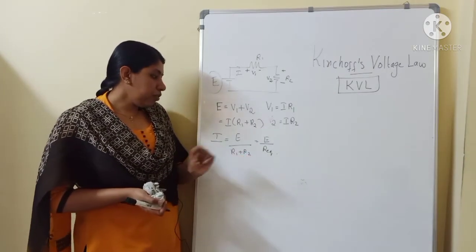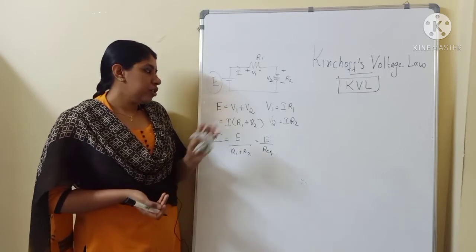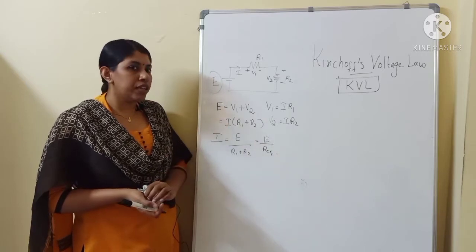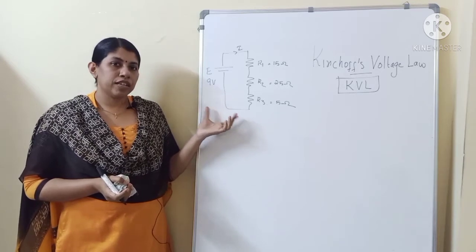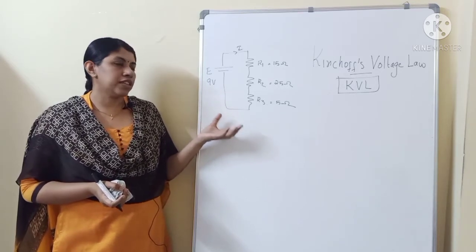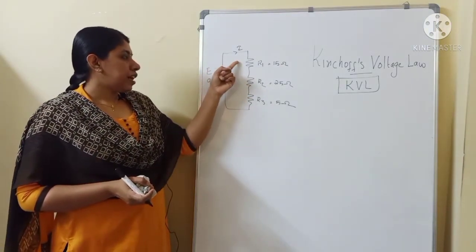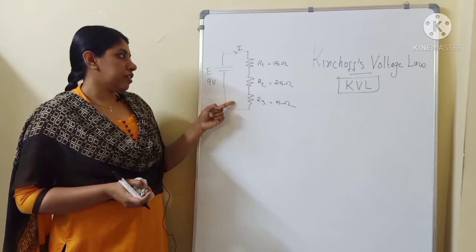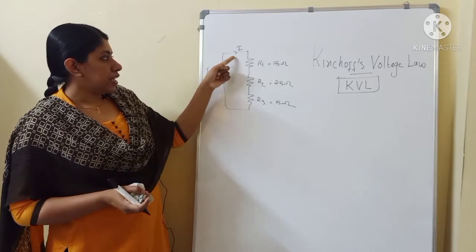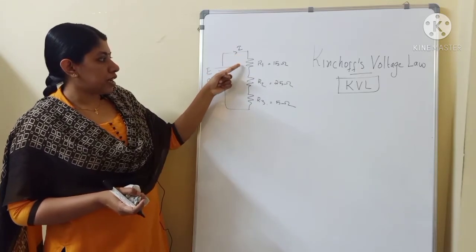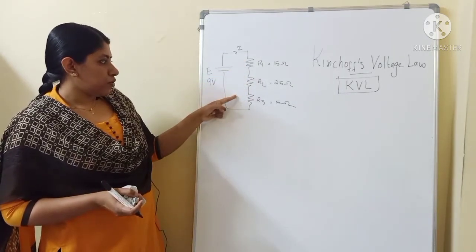Now we will discuss a simple numerical problem, so that you will easily understand how the values can be calculated. You are given a circuit like this and asked to find the value of the current I. How will you find it? First, you have to observe how the resistors are connected in this particular circuit. You can see that the resistors are connected in series, because the same current I is flowing through R1, R2 and R3.